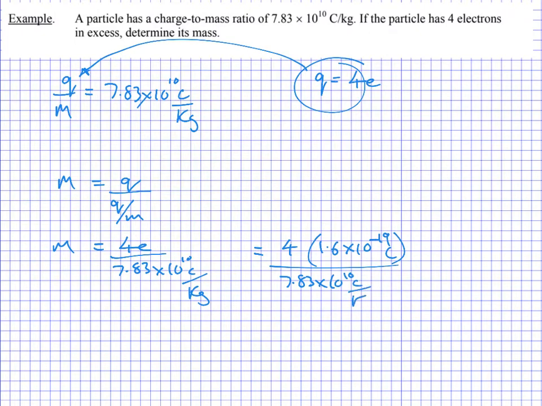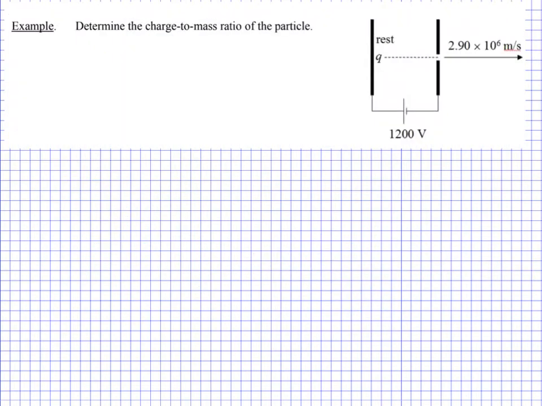And that's going to give us a mass of 8.17 times 10 to the negative 30. And of course, that's going to be in kilograms. We can just double check that we've, oops, I forgot the G. Of course, the coulombs cancel. This kilogram is going to come up to the top to give us the kilograms. And there we have it.